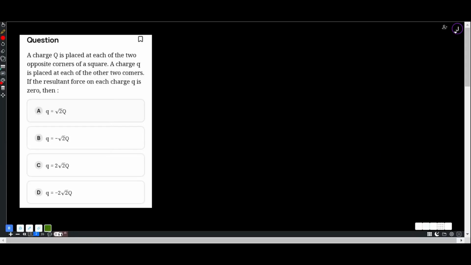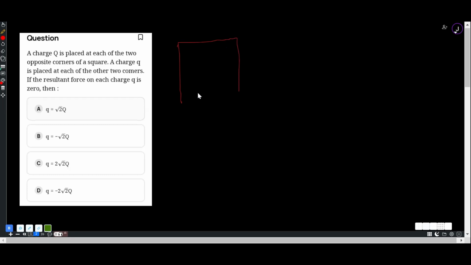Hi, this problem is about force between charges under electrostatics. So here the problem says that there are four charges, two capital Q and two small q placed on four corners of a square, and the net system is such that there is no resultant force on smaller q in the system. So what we'll do is we'll identify multiple forces working on small q because of the other three charges, and then we'll balance out these forces.